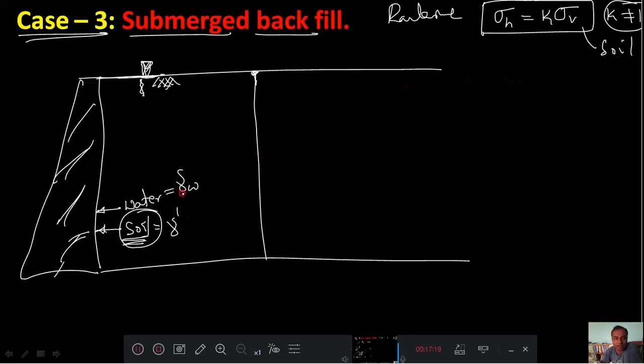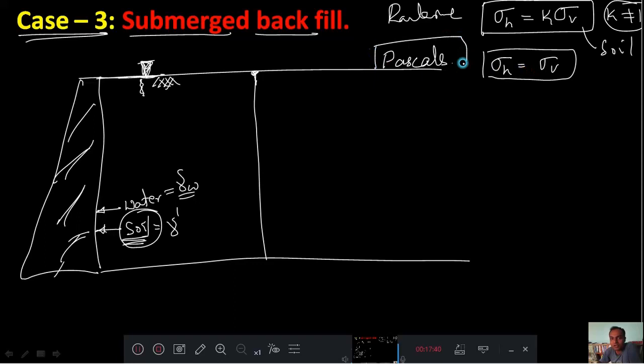Then coming to the water, there is water also here. Then what about water? Pascal says that the water pressure in all directions is the same, meaning according to Pascal, sigma h equals sigma v. Then where is K here? Pascal is not using that K. According to Pascal, if I consider K, then that K will be equal to 1.